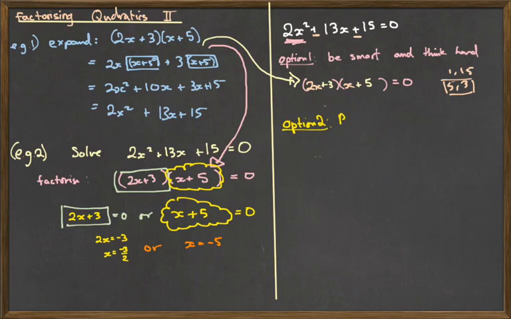I'm going to give you a method now for doing this, but you still have to be smart. You just have to think just a little less hard. Okay. I'll write it down again, the question. We're going to factorise 2x squared plus 13x plus 15.